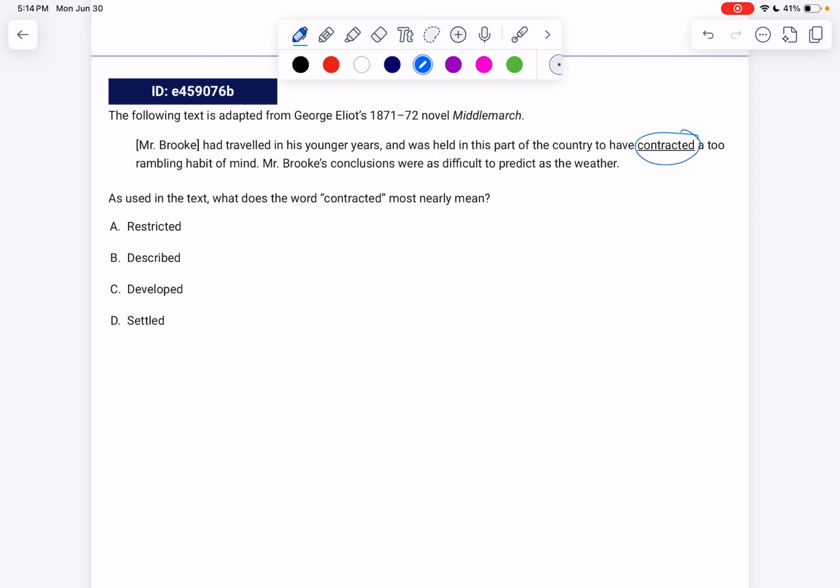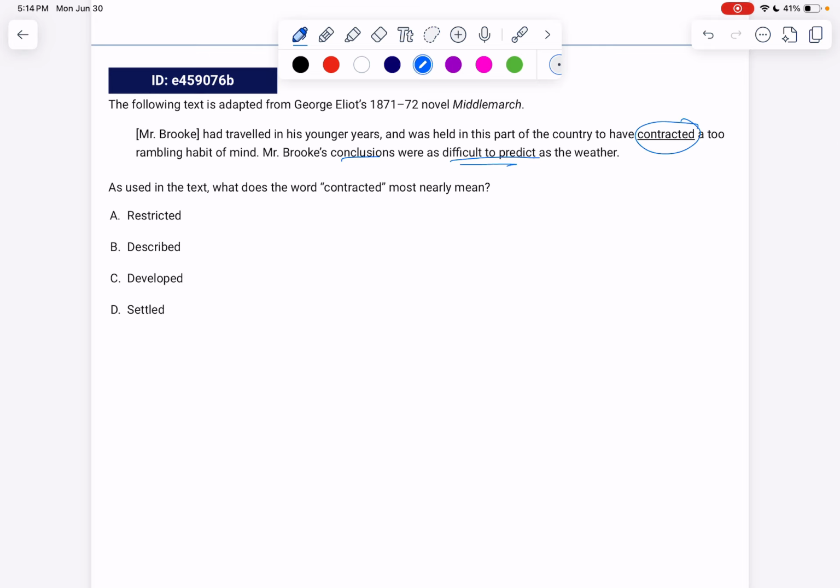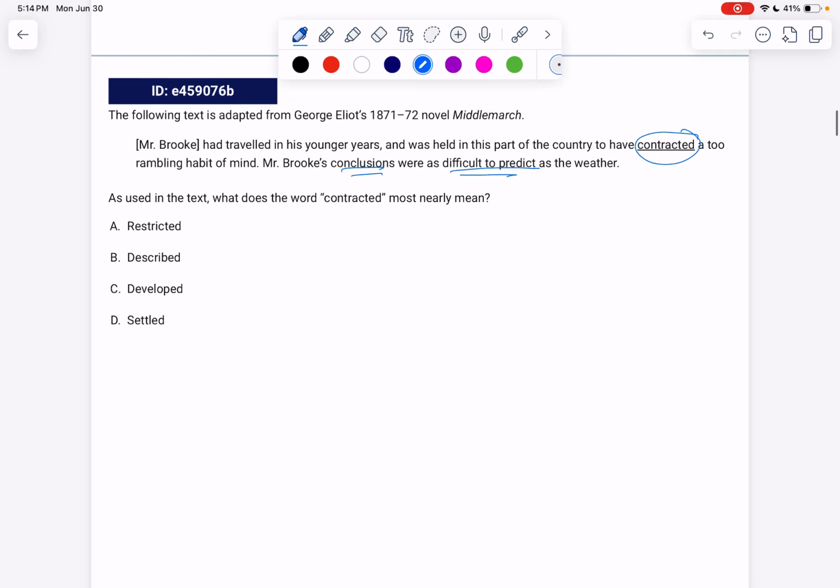What do we know about his mind? That he was difficult to predict. His conclusions were difficult to predict. Well, that rambling mind maybe means like a disorganized mind. And it seems here that he contracted a rambling mind. He has a rambling mind or got a rambling mind. So that's something that we're going to have as our anticipation, the idea that he did have this thing, a rambling mind, based on the second sentence here. So let's give the answer choices a look. Has or got is our anticipation.